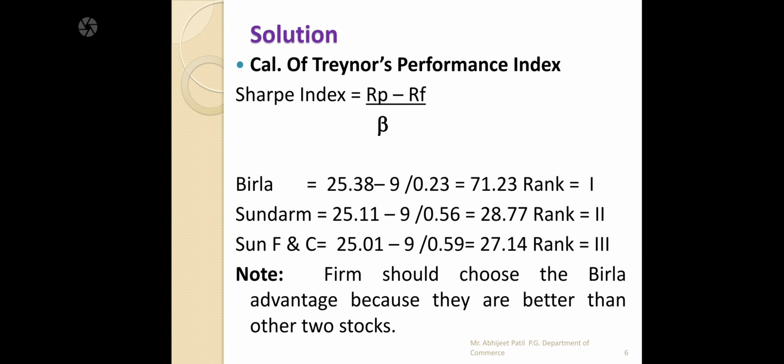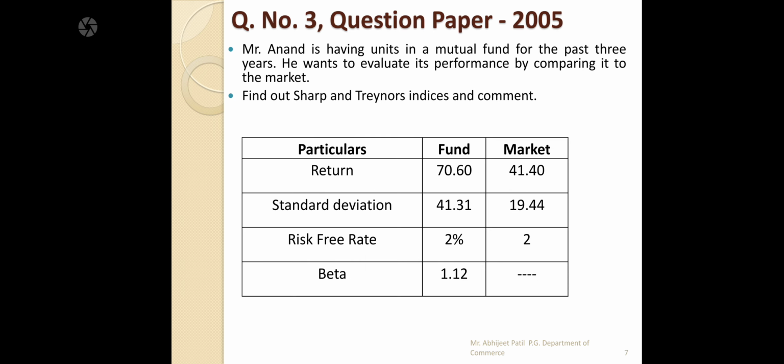So this is the question they asked for question paper 2009. Let's find out the next question, that is question number 3. It was asked in 2005. See the question: Mr. Anand is having units in a mutual fund in the past 3 years. He wants to evaluate its performance by comparing it to the market. Find out the Sharpe and Treynor's indices and comment.